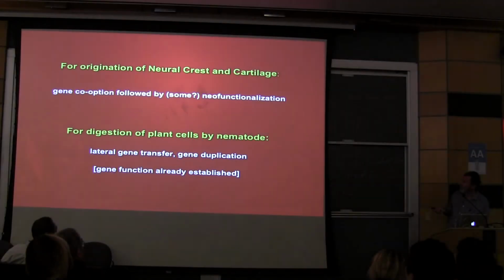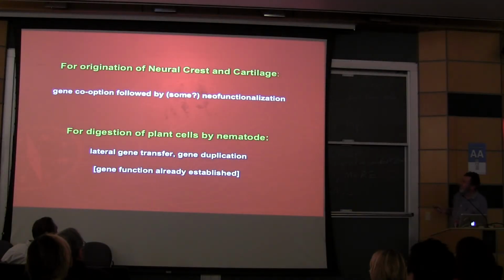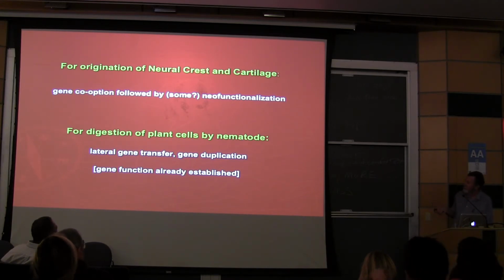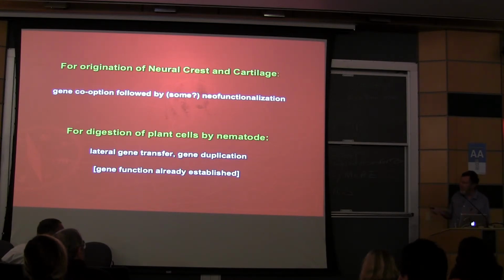And I have a couple of slides that just summarize that. So for the organization of the neural crest and for the origin of neural crest cartilage, we looked at gene co-option within the organism, followed presumably by some neo-functionalization, because collagen A1 was there, but wasn't involved in some of the features that collagen does in vertebrates. For the digestion of plant cell walls by nematode, that's lateral gene transfer, gene duplication, the gene functions are already established before the transfer.